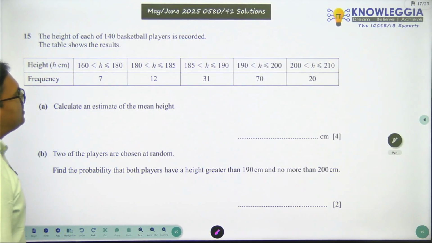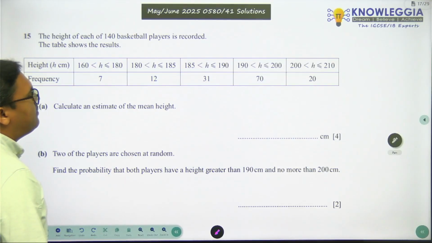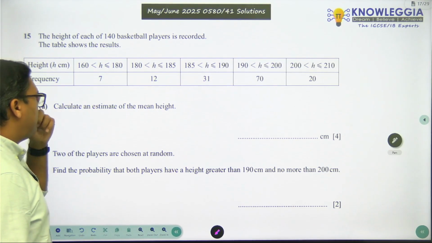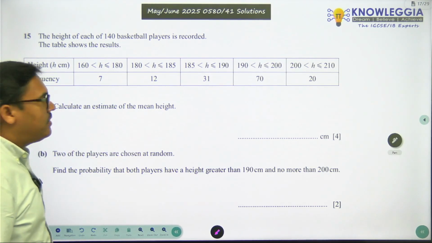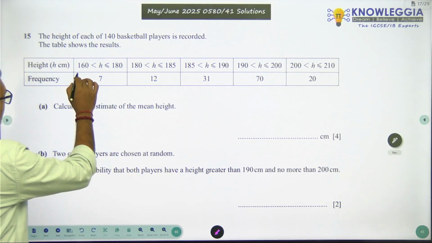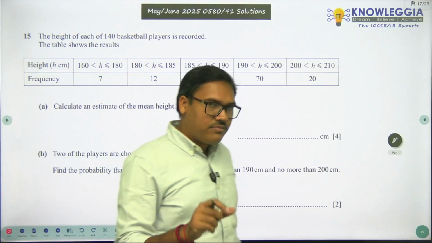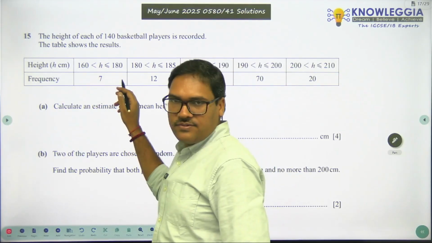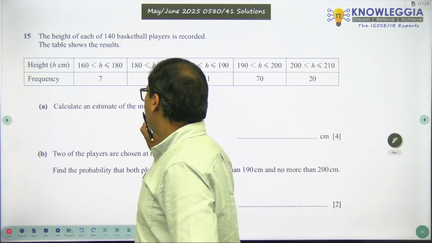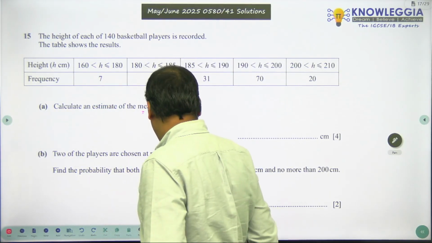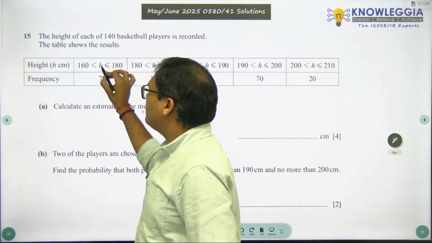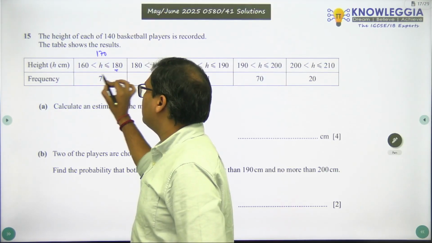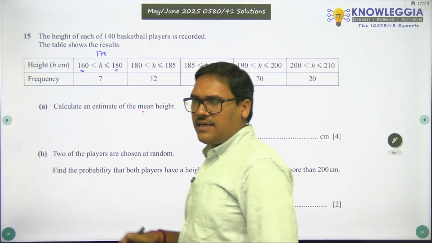The heights of 140 basketball players are recorded. The table is shown, and you have to find the estimate of the mean. The data is given in class interval form, right? When you have to find the mean, what we do is take the midpoint. What is the midpoint of this? We will take 170. The midpoint is basically this plus this divided by 2. You can check exactly the middle.